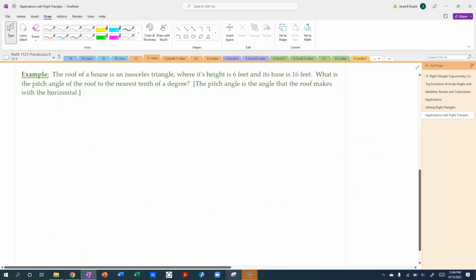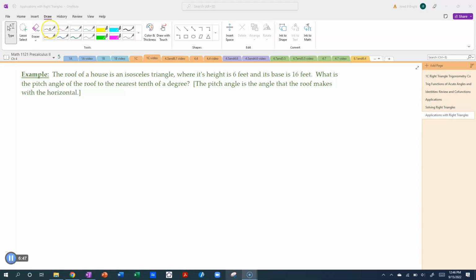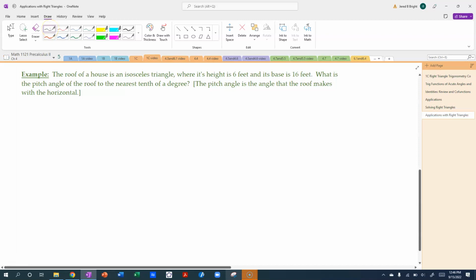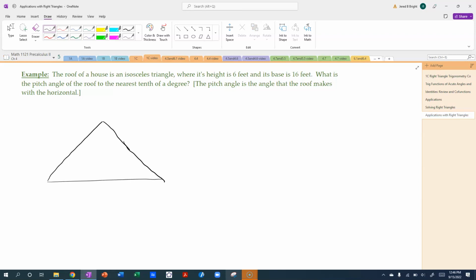All right, next example. Okay, talk about a roof of a house. So take a minute, pause the video, read the prompt. So we have a roof of a house. Okay, so it's in the shape of an isosceles triangle. We're going to call that isosceles. Okay, so whatever this length is would be this length.